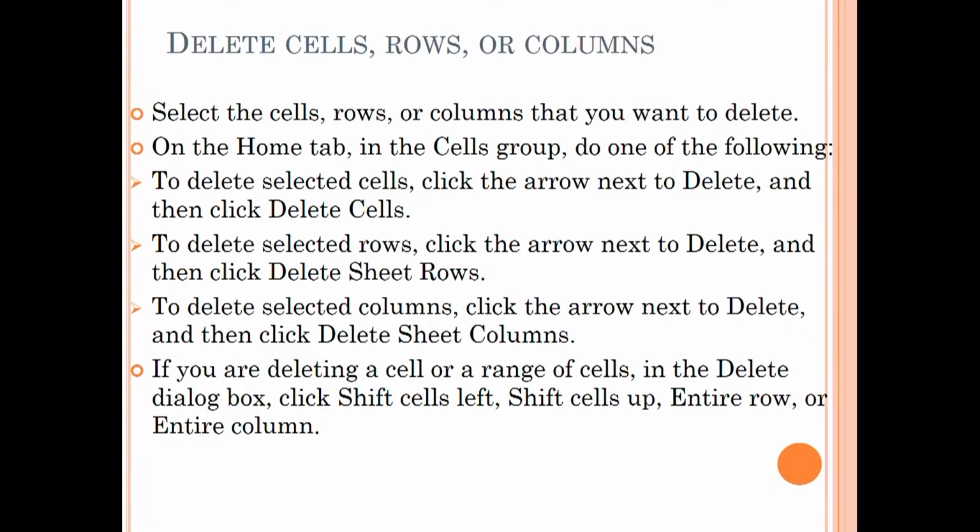Now, delete the cells, rows or columns. How do we delete a cell or a row or a column? Select the cell or the row or the column that you want to delete. On the Home tab in the Cells group, you can do any one of the following. To delete the selected cell, click the arrow next to Delete and then click Delete Cells. To delete the selected row, click the arrow next to Delete and then click Delete Sheet Rows. To delete the selected column, click the arrow next to Delete and then click Delete Sheet Columns.